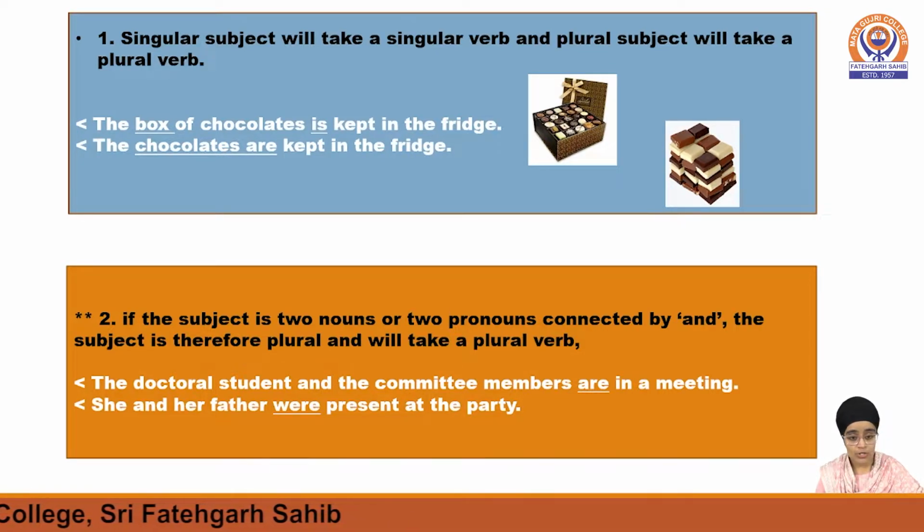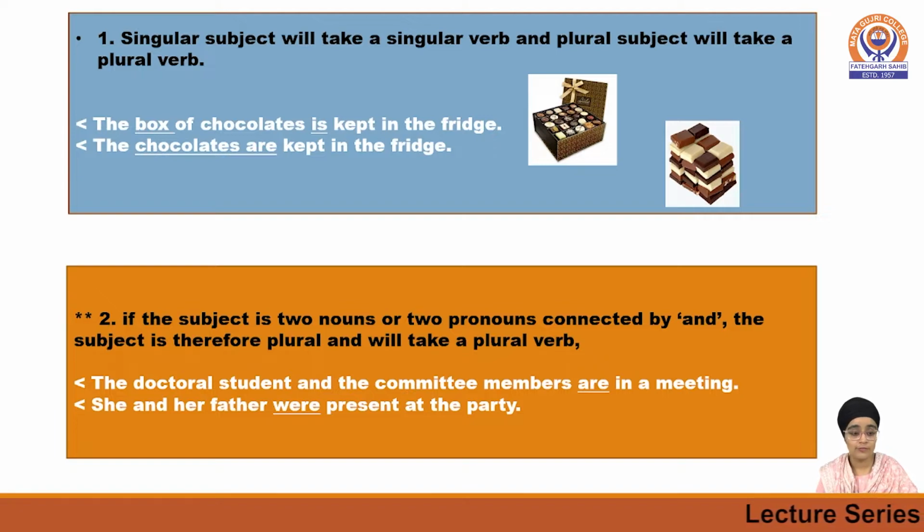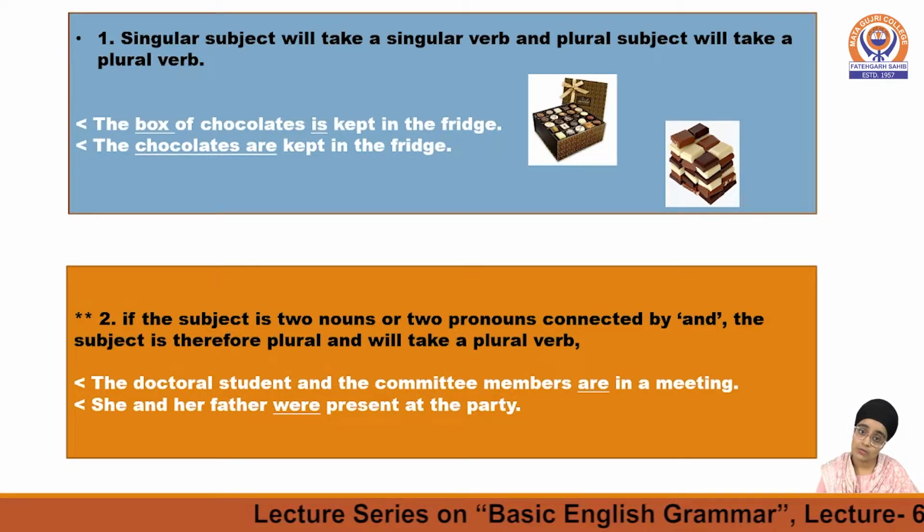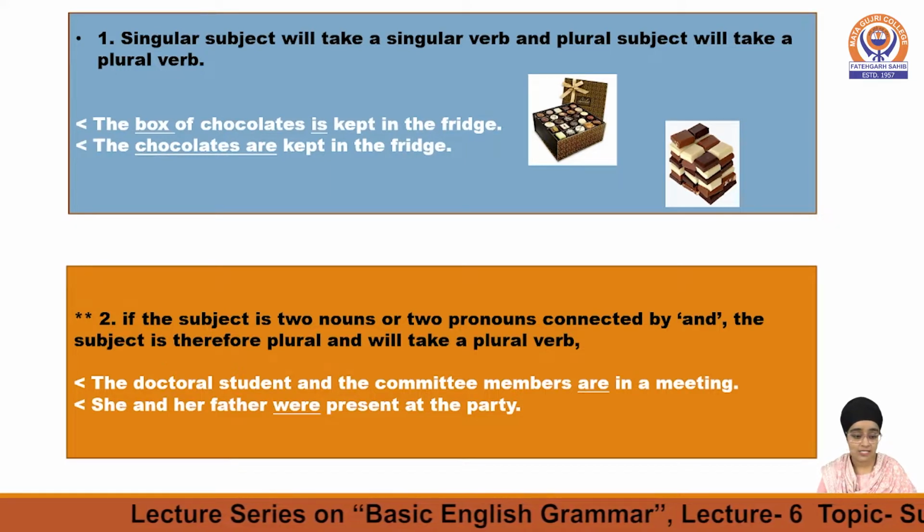So the box of chocolates. Here the subject is the box, which is singular. So therefore the verb is singular. Is. The box of chocolates is kept in the fridge. Unlike this, the chocolates are kept in the fridge. So here the subject is the chocolates, which are in the plural form. So therefore the verb is also plural. So this is one basic rule.